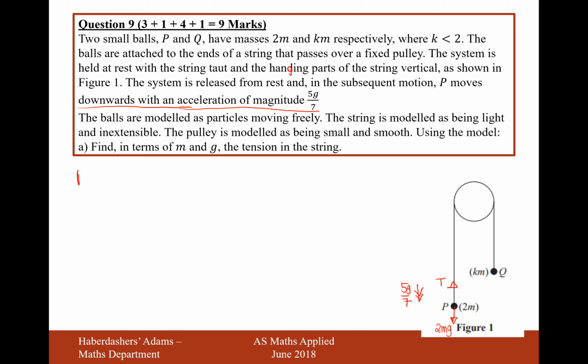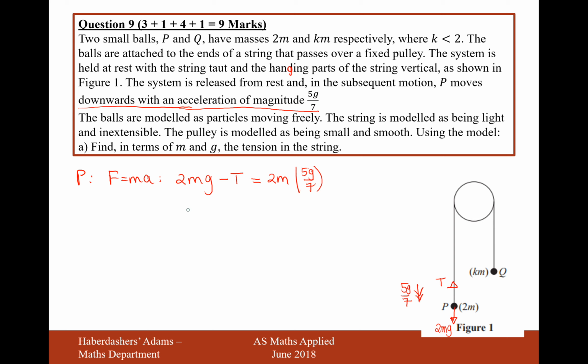So let's set up for particle P an F equals ma formula. So this is going to be the total forces. Because the particle is accelerating downwards, we're going to set downwards to be positive in this question. So downwards by 2mg, that's going to be positive. Upwards by T, so that's going to be included as a minus T. Those are the only two forces, so this will equal mass times acceleration. The mass of this particle is 2m, and the acceleration is 5g/7.